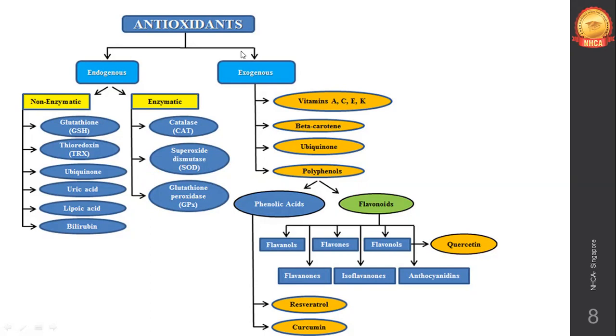Quercetin, I guess it is one type of flavonoid found in various fruits and vegetables. It has an antioxidant effect and an anti-inflammatory effect.